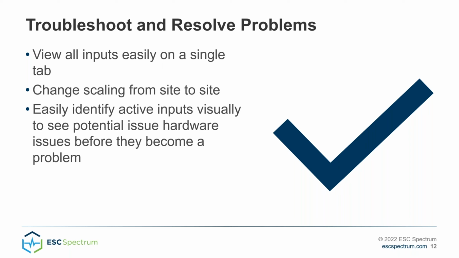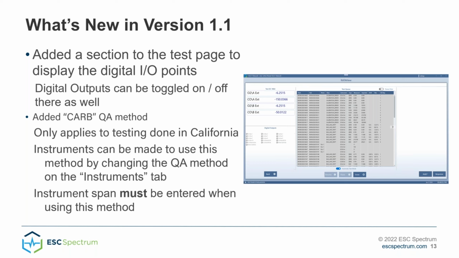And finally, what did we do in version 1.1? Well, we added a section to the test page to display the digital I/O points. You'll see it down here at the bottom left. So all the digital outputs configured for the RATAView system are displayed there. Any active digitals will be displayed at the top. You can toggle them on and off. It's just handy to see which outputs are turning on while you're doing a test.